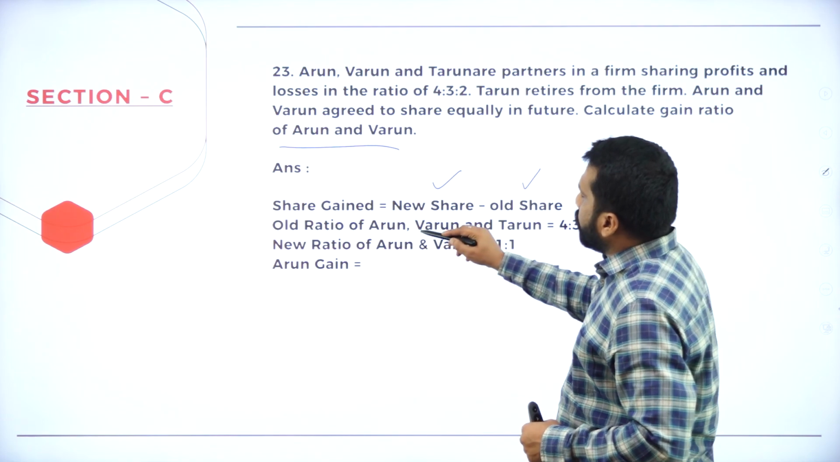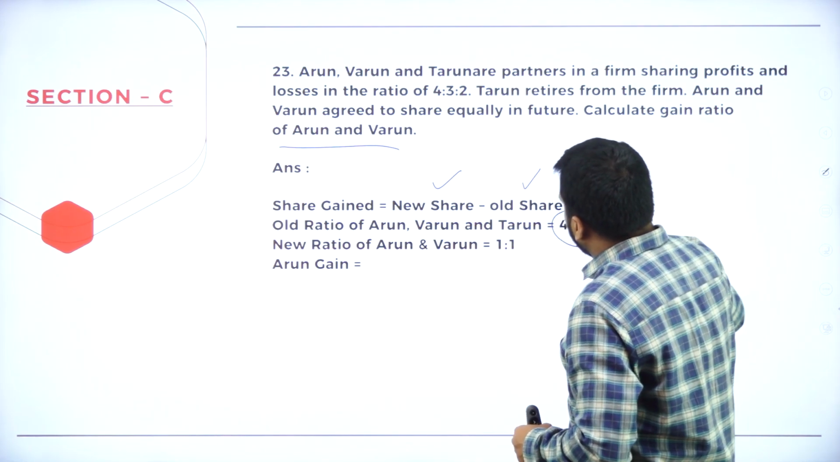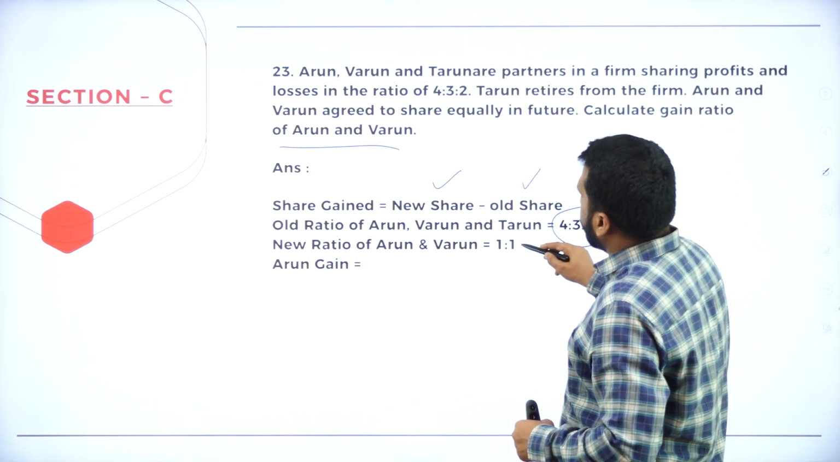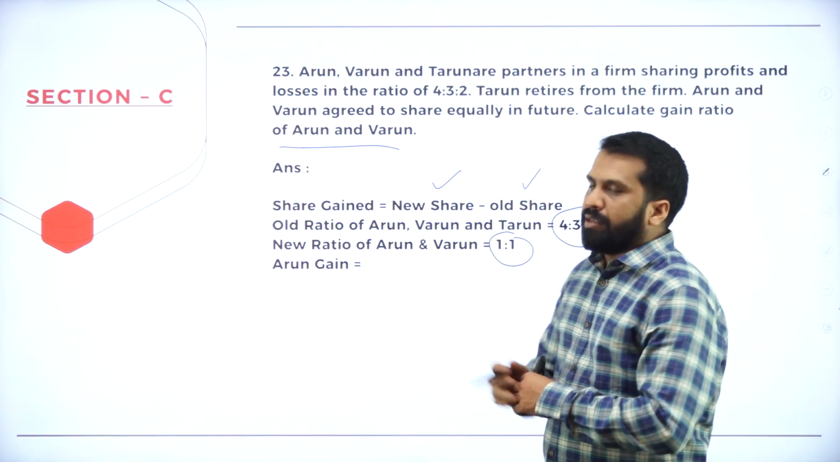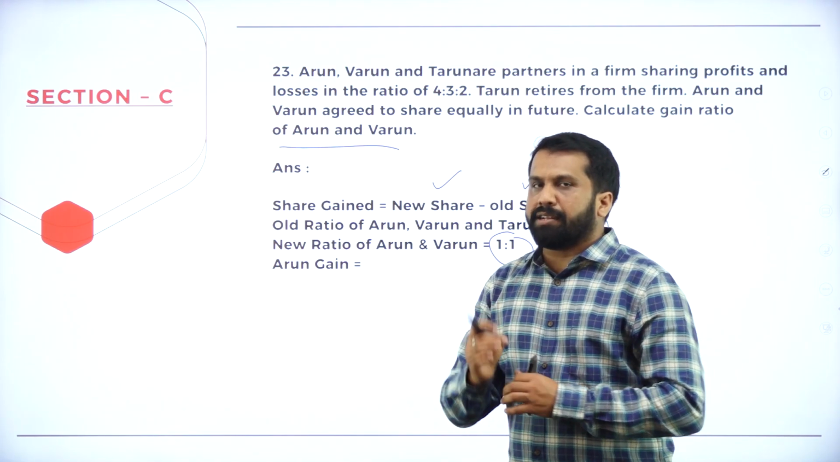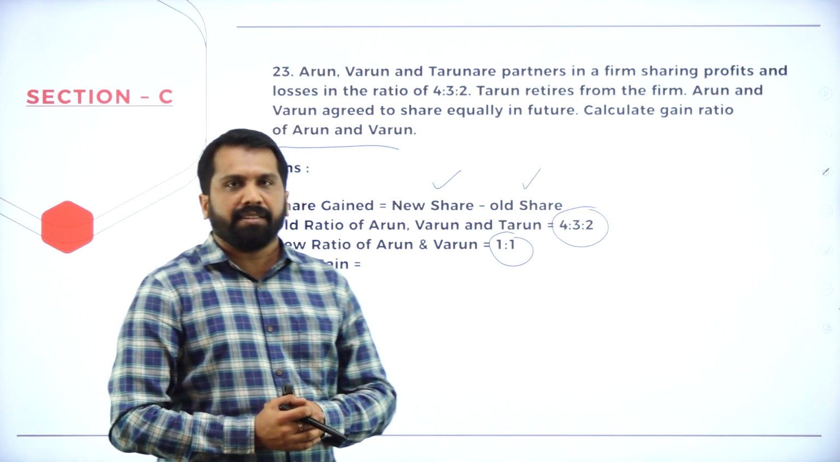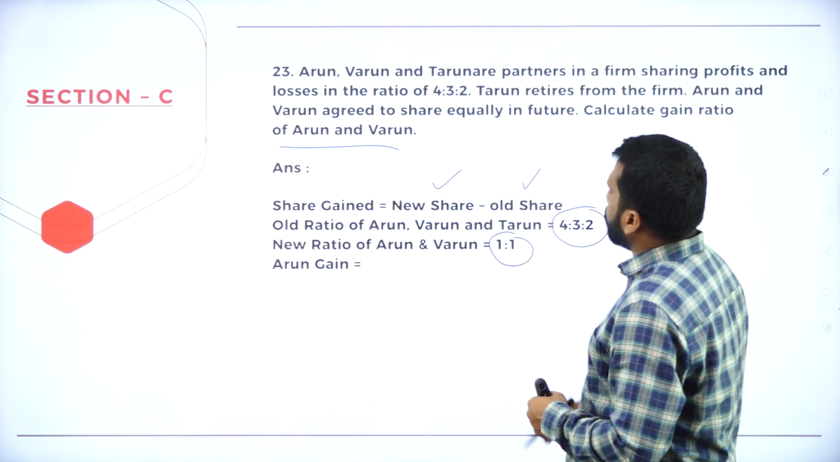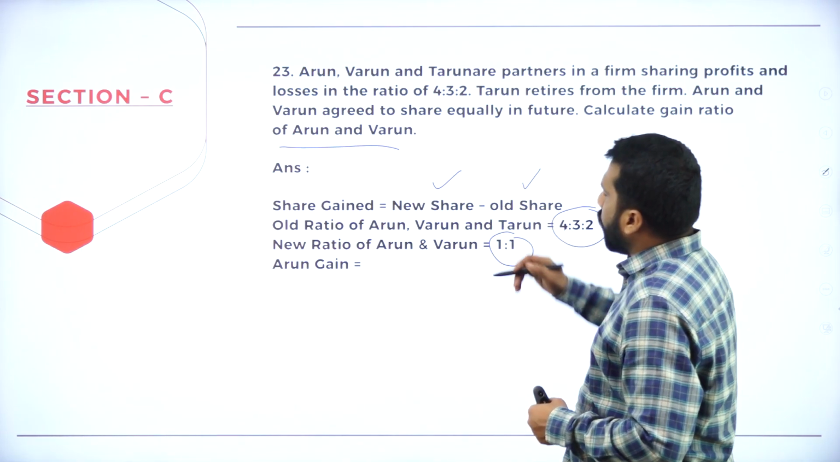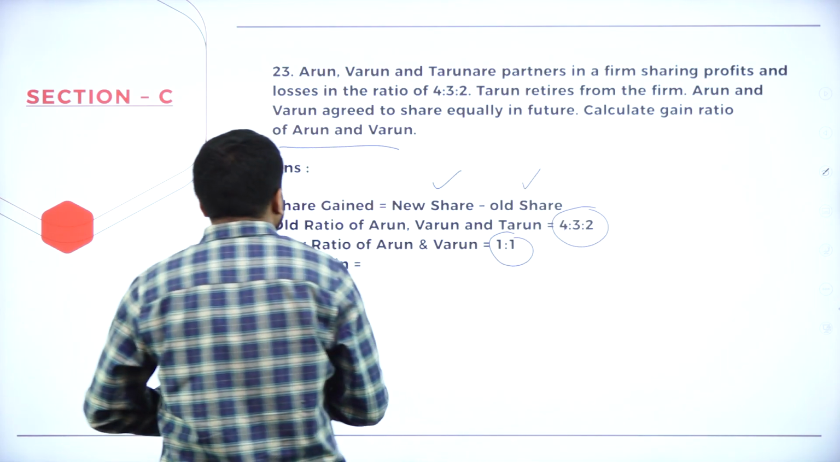Now, old ratio of Arun is what? 4 is to 3 is to 2. What is the new ratio of Arun and Varun? 1 is to 1. You have old ratio also. You have new ratio. So just calculate, you will get your gain ratio. Now, in this, so what is your old ratio? New ratio minus old ratio. What is the new ratio in this? 1 is to 1. We'll go 1 by 1.